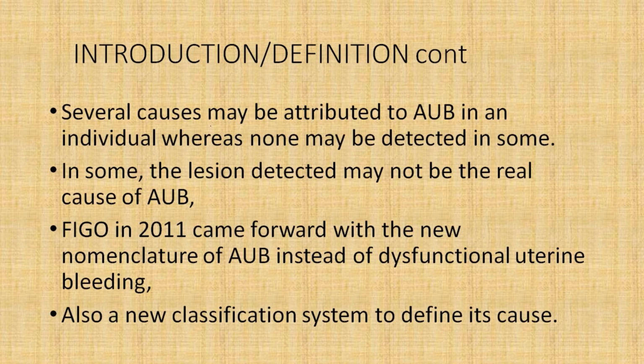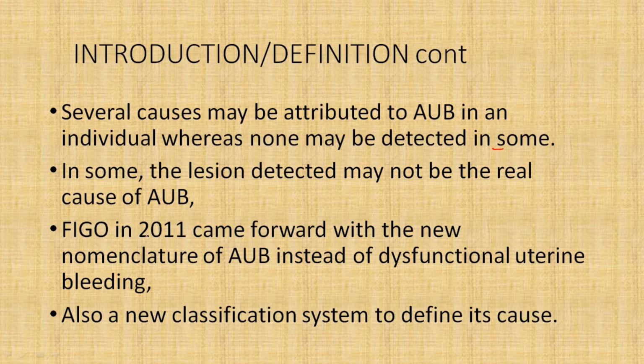So several causes may be attributed to abnormal uterine bleeding in an individual, whereas none may be detected in some. In some, the lesion detected may not be the real cause of abnormal uterine bleeding. So you may discover a lesion in some individuals with abnormal uterine bleeding, but it might not even be that lesion that is the cause of that abnormal uterine bleeding.